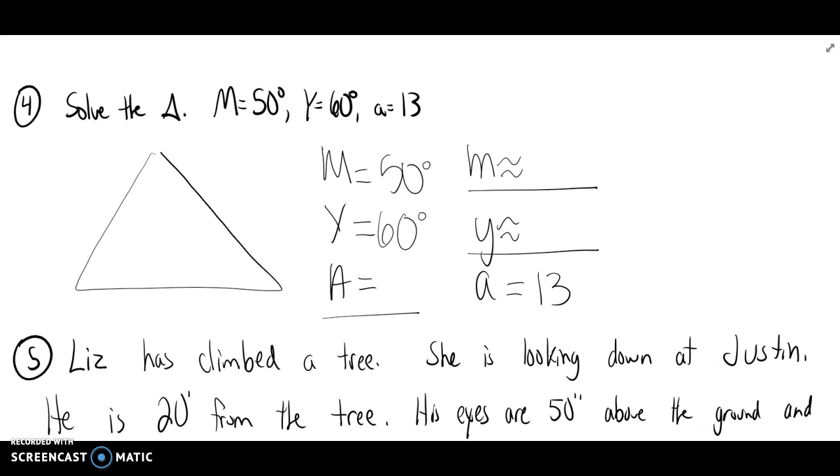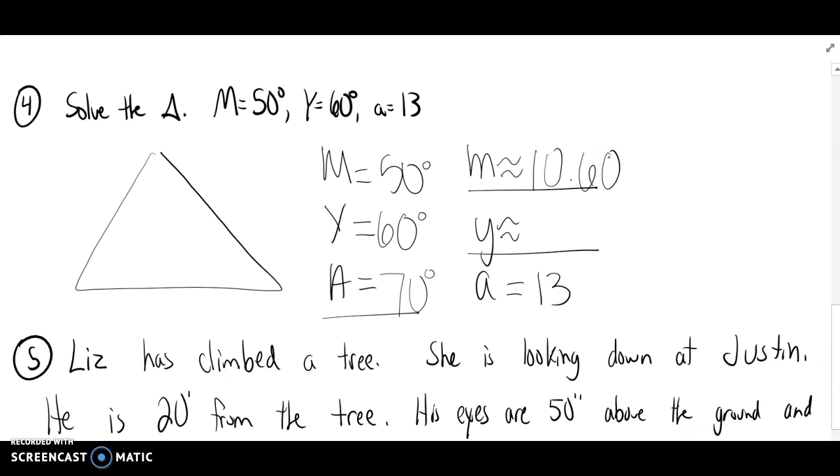So we use the definition of triangles to find measure A. So 50 plus 60 equals 110, and then 180 minus 110 equals 70. And then to find the length of m, you do the sine of 70 divided by 13 equals sine of 50 divided by m, and then you cross multiply, and then you can divide 13 times sine of 50 divided by sine of 70 to get m equals approximately 10.60.